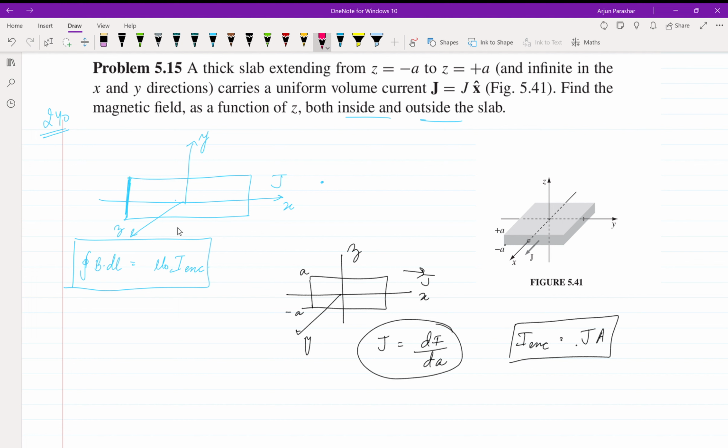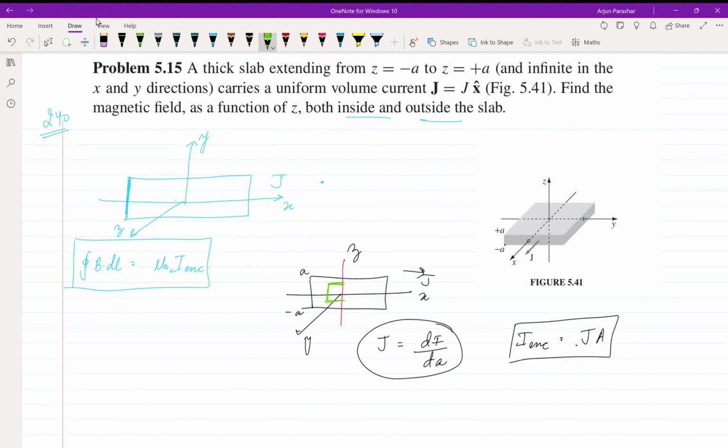First of all, we need to consider a closed loop. So this can be a closed loop, which can be extended from minus A to plus A. Or, I'm sorry, this can be a closed loop, because the limits of Z would not make sense if I place it the other way. The limits minus A to plus A will make sense here.